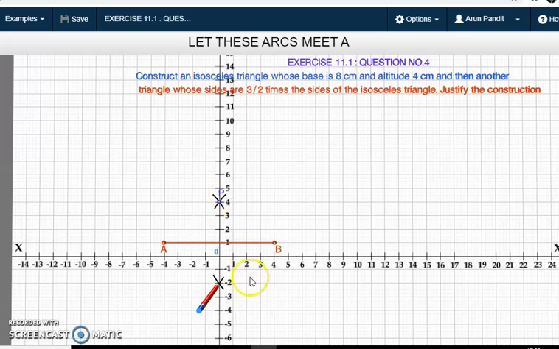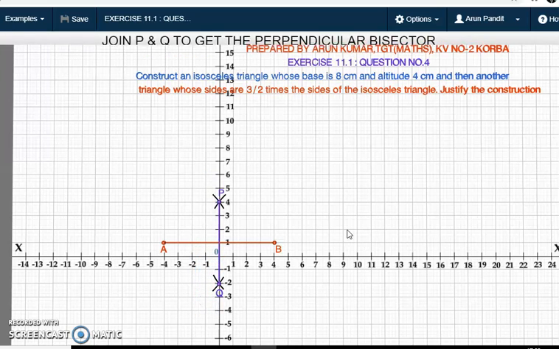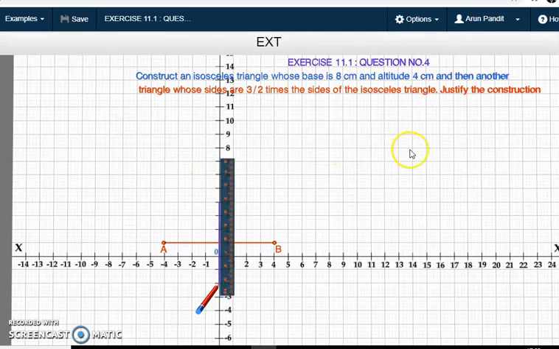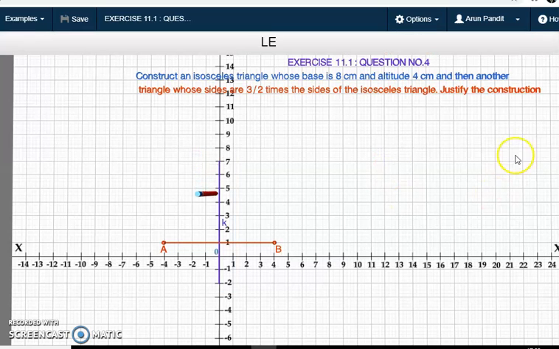Suppose this point is P and this point is Q, so join P to Q, which will bisect AB at point, suppose O. Now taking O as center, cut an arc of radius 4 centimeter, 4 centimeter because the altitude is given as 4 centimeter.